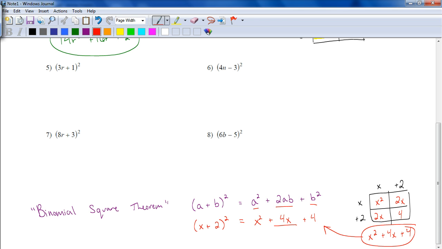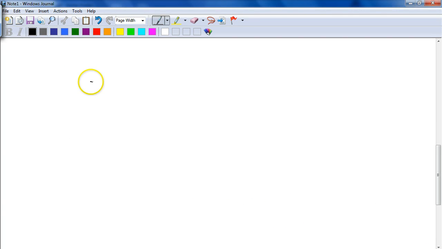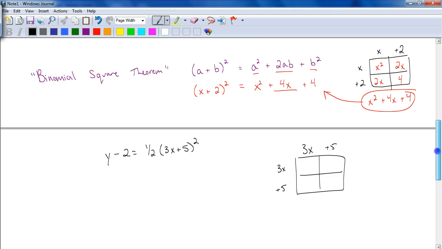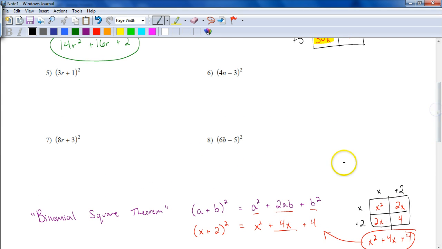Because later on in this chapter, we're going to be working on problems like this, where we have to rewrite this in a different form. Well, if I'm having to sit here and rewrite this 3x plus 5 and do this window method, it's going to take me a lot of time, and it's going to be really ugly, and it's not going to be a very easy problem to do. So that's why it's really important at this point that we understand how to use this binomial square theorem. So let's look at another example.